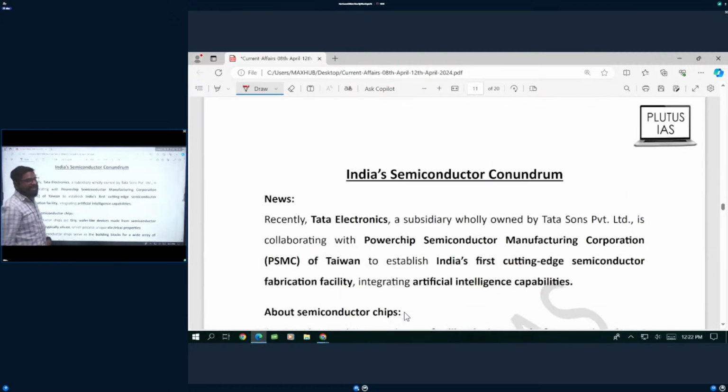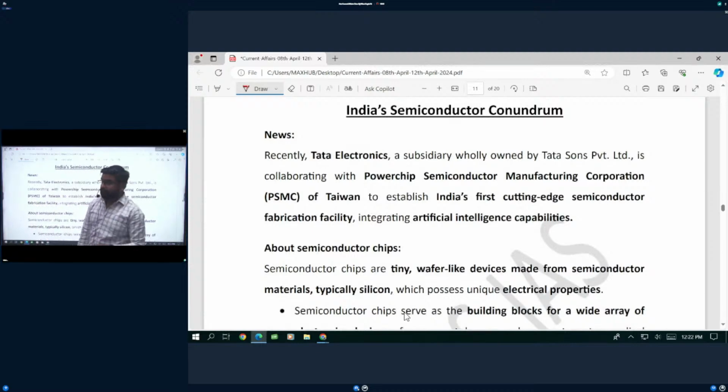India's semiconductor conundrum. What is this problem?